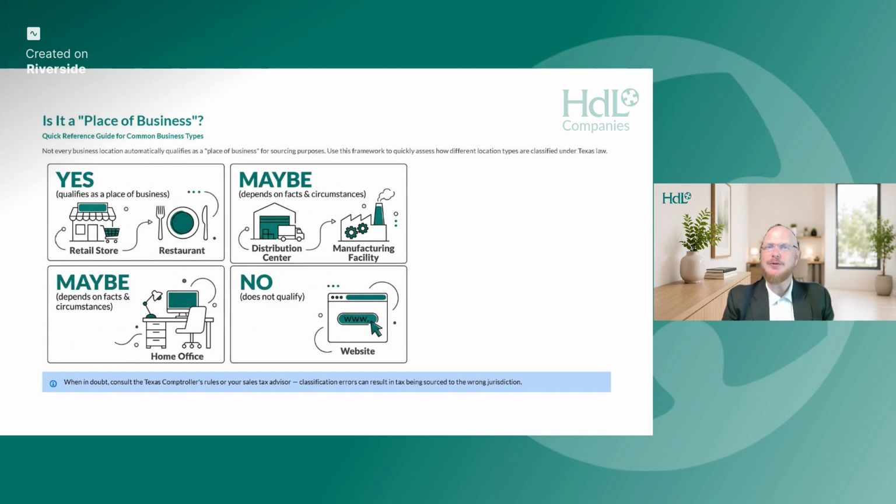Everything else is going to fall into one of these other categories of maybe. So as we move through the presentation, we'll talk about some of the nuances that may cause a distribution center or a manufacturing facility to actually report sales tax based on their location. But it's a maybe, and it depends on their operational model. Same can be true for home offices and in other unique situations. So the point here is that there is always nuance involved in understanding what is a place of business as it applies from the Texas tax code.